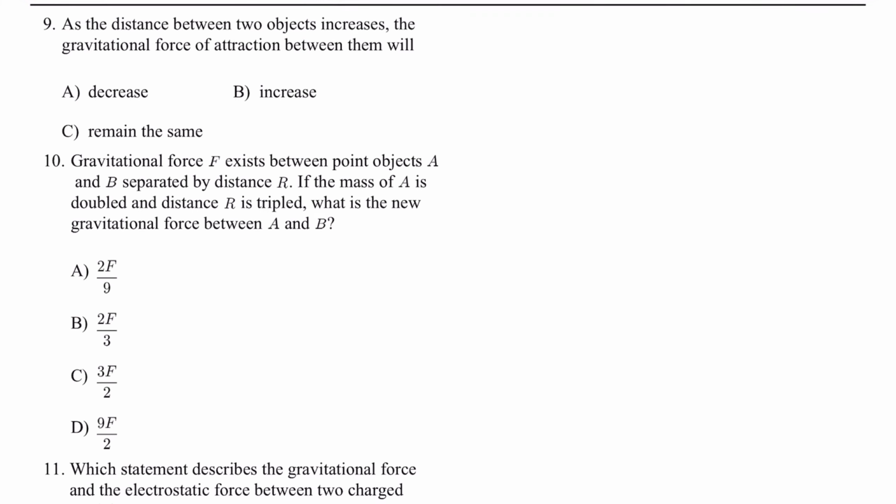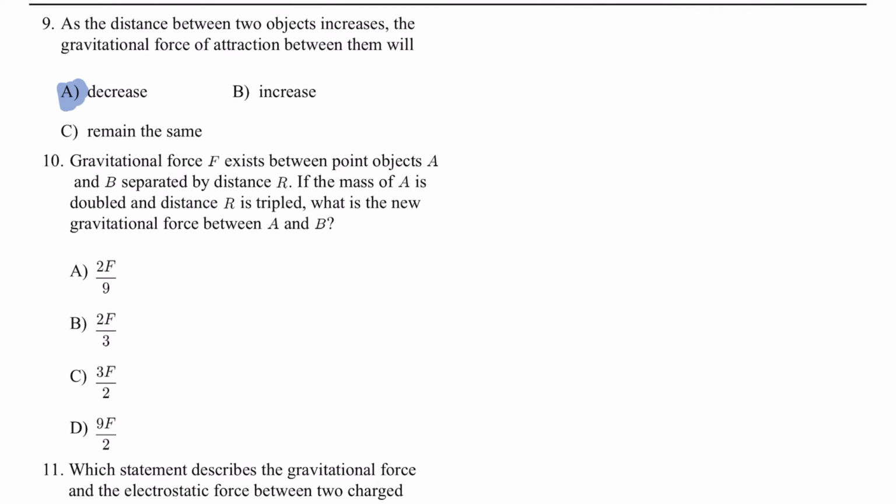So number 9. As the distance between two objects increases, the gravitational force of attraction between them will decrease. So remember, as distance increases, gravitational force decreases. It's an inverse relationship. Number 10. Gravitational force F exists between point objects A and B separated by distance r. If the mass of A is doubled and the distance r is tripled, what is the gravitational force between A and B? So let's break this down.